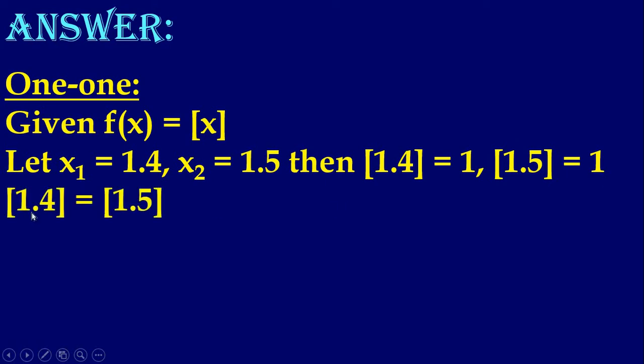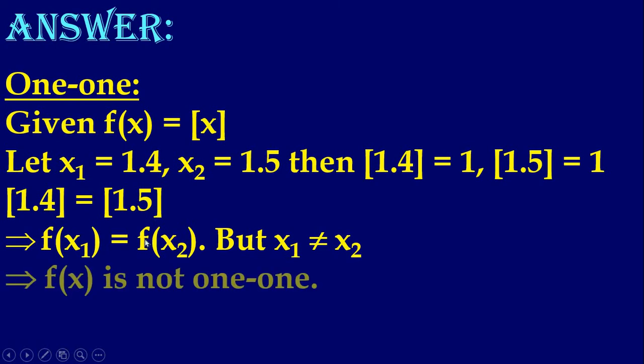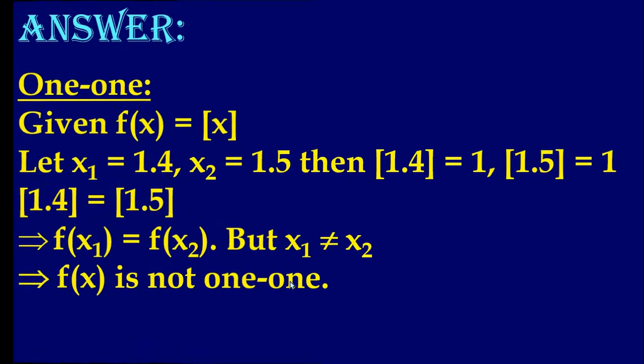Now here the greatest integer function of 1.4 equals the greatest integer function of 1.5. So therefore f of x1 equals f of x2, but x1 is not equal to x2. Here 1.4 is not equal to 1.5. So therefore this function is not a one-one function. Different elements have the same image. So therefore this function is not one-one.